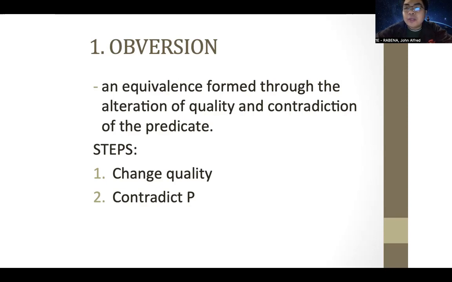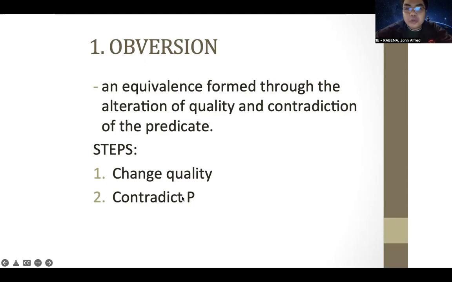So for example, the grass is green. The quality in such proposition is positive, right? So if you want to change that quality, you turn it into a negative. That is, the grass is not green. So that is the first step.